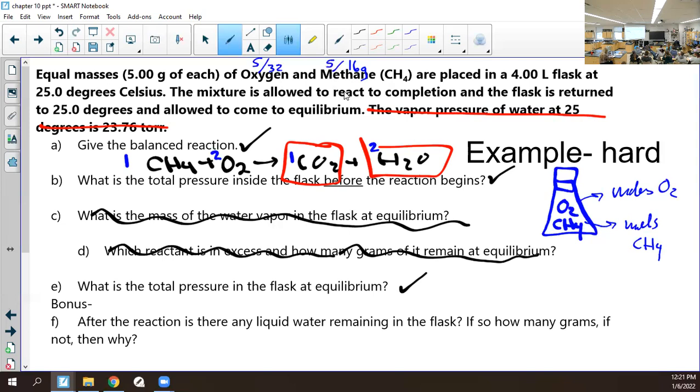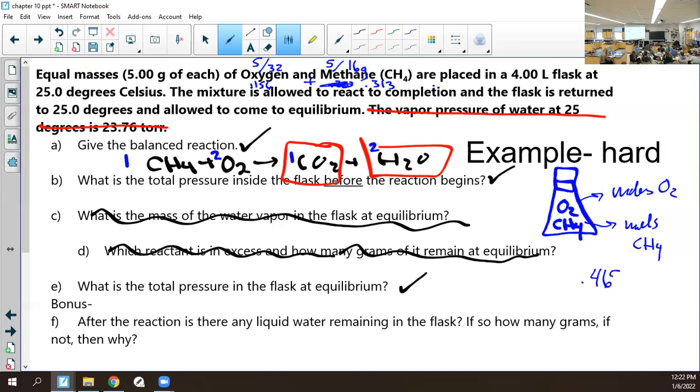So did I do this to myself? 0.156, which one's that one? 0.156, and what do I have over here? 0.313. That's pretty close. Everyone was off by 1. Okay, now I don't need to do limiting or anything right now. I just have to add them, right? So what's my total amount of moles now? 0.469.